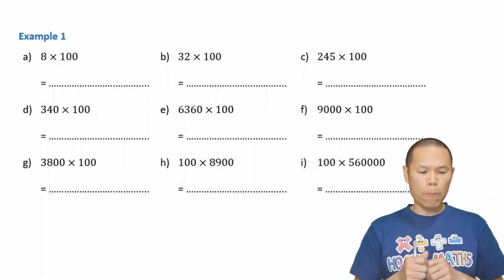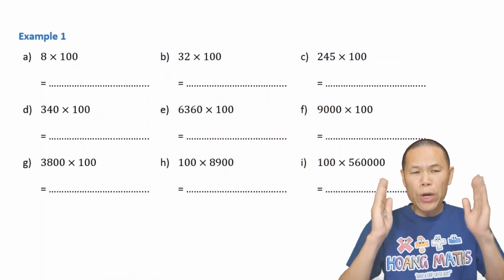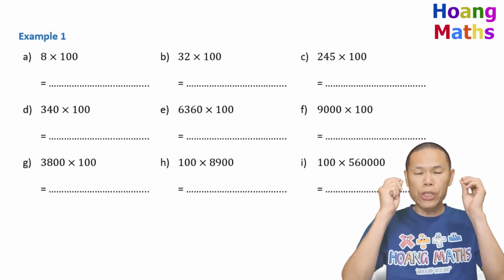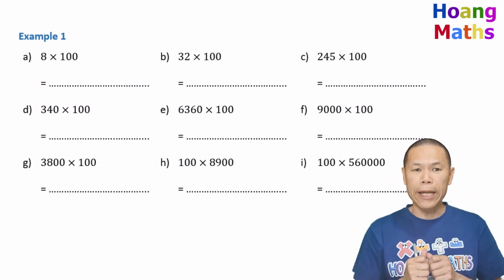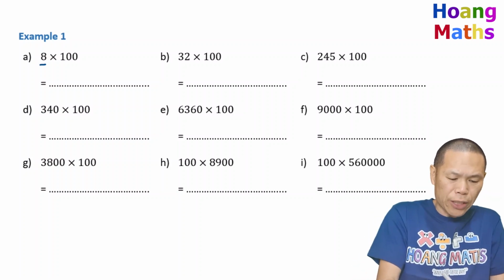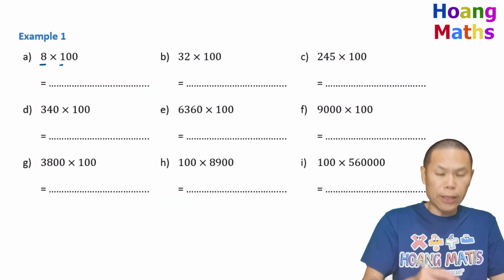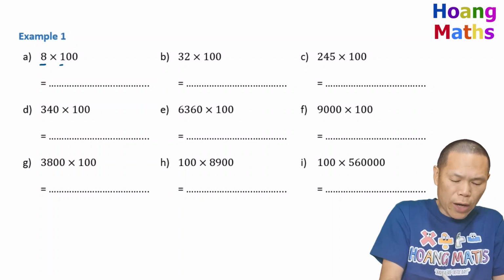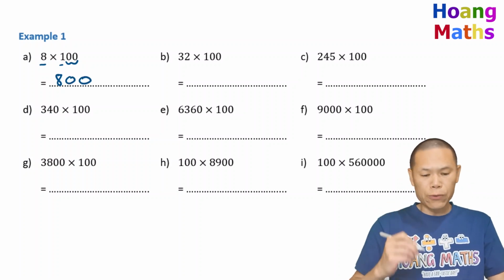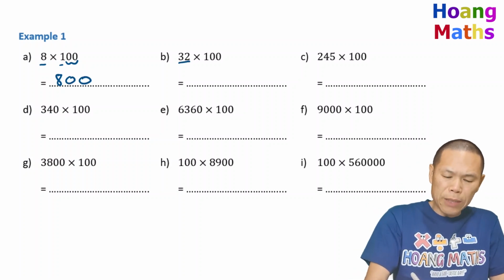First example. If we multiply a whole number by 100, we just need to add 0 at the end. For example, we have 8 times 100. 8 times 1 is 8, right? So we just write 8 down, and then we write these 0s down. So that is 800.